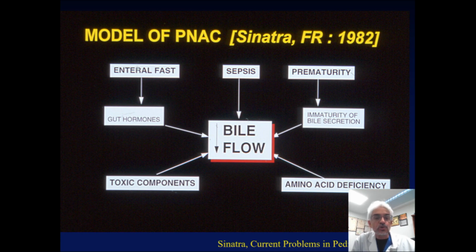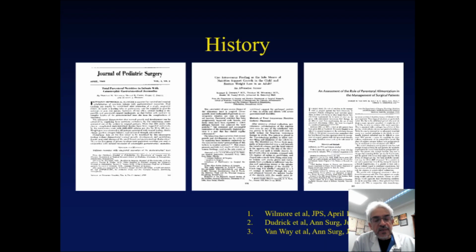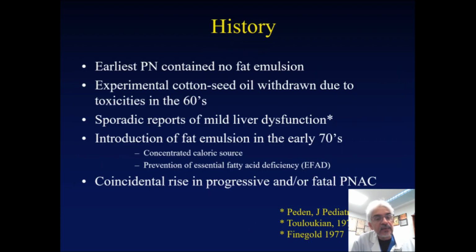Central to the idea of parenteral nutrition-associated cholestasis is a reduction in bile flow, which is ultimately the pathophysiologic definition of cholestasis. We've already discussed some of the risk factors for this syndrome that lead to parenteral nutrition-associated cholestasis. I put up these three historic papers in the hope that this may jog something in your thinking. Most importantly, to say that the earliest parenteral nutrition solutions contained no fat emulsion. In fact, the early lipid emulsion, experimental cottonseed oil, was hastily withdrawn due to pulmonary toxicities, not to do with the liver, in the 60s.